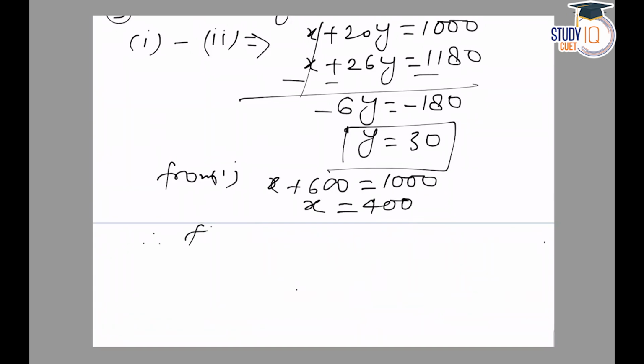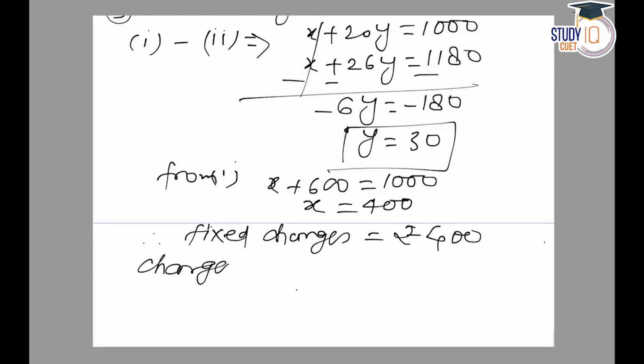So fixed charges is rupees 400 and charges per day equals rupees 30. That is the answer for part 1.